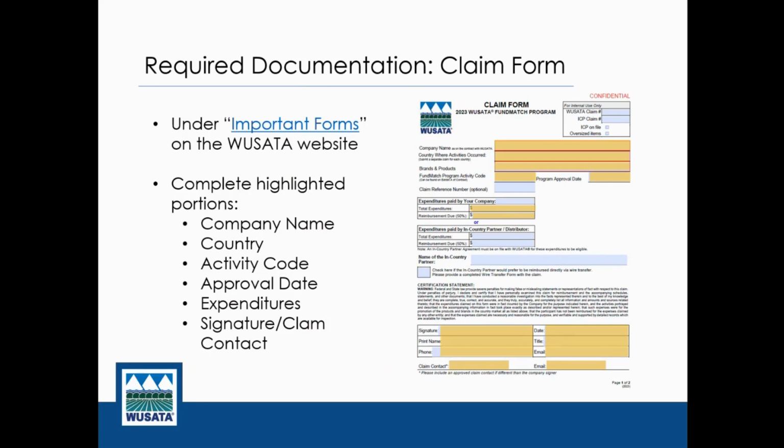And this is exciting because it's just a blank claim form. On October 1st, we're going to go to online claim submission, and it doesn't necessarily eliminate using a claim form. However, you will be scanning it in and using it when you submit your documentation for your claims. Your claim form must include your company name and the country that you're doing your activity in, your activity code, your approval date, the expenditures, of course, and the signature at the bottom that has your contact information.